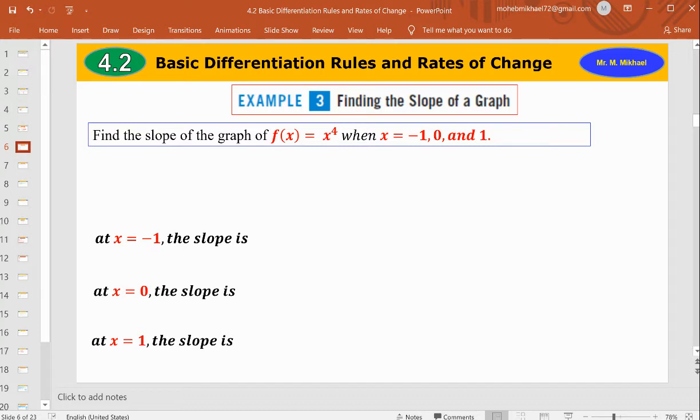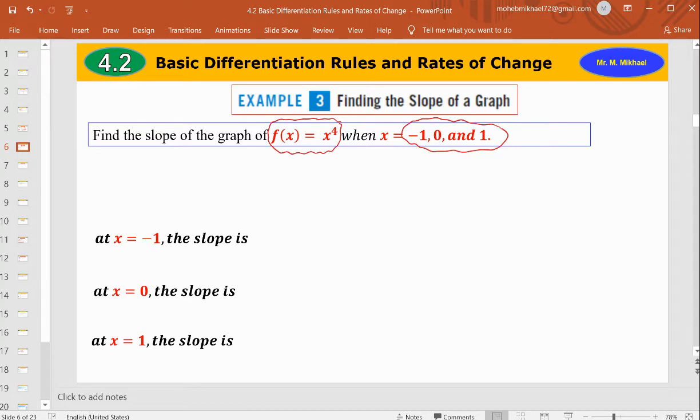How do I find the slope of a graph given by this equation? Guys, this is our graph, this is our curve. f of x is equal to x to the power 4. And what do I need? I need to find the slope of this graph when x equals -1, when x equals 0, when x equals 1. So how do I get the tangent line? By finding the derivative of the function. This is what you learn in section 4.1.